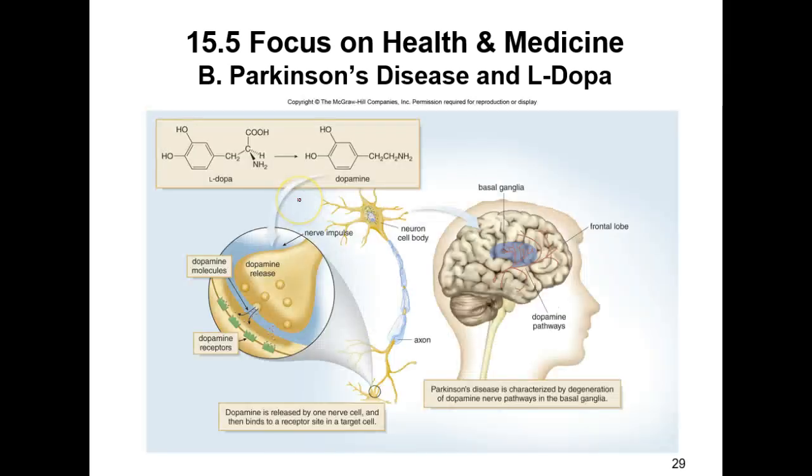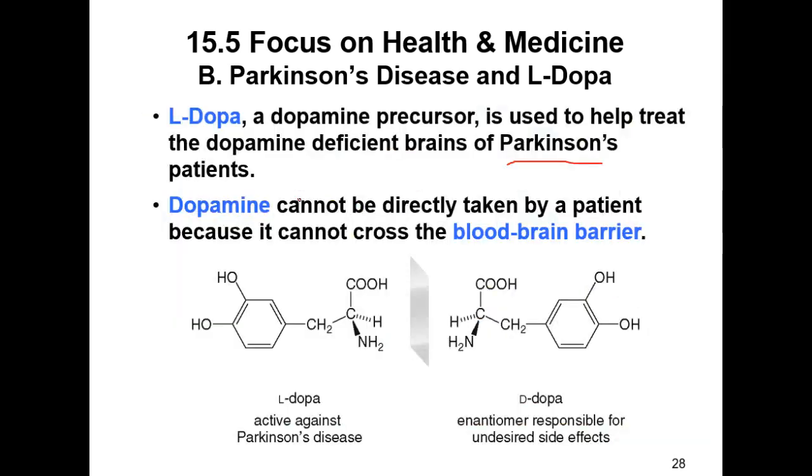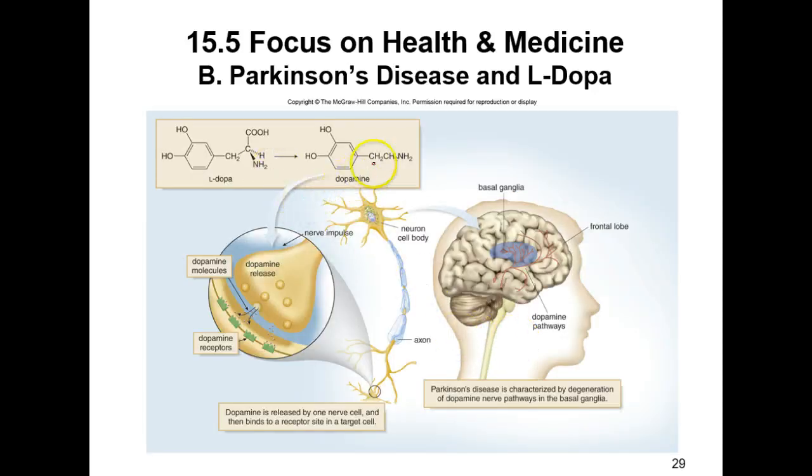So if you notice, it's a very similar structure to dopamine. We'll see the structure of dopamine in here. But dopamine cannot be directly taken by a patient because it does not cross the blood-brain barrier. So here's dopamine. The reason it won't cross is because this is, I think, a little bit more polar. But L-dopa, you can see, just has an extra carboxylic acid group on it. Once it gets into the brain, that carboxylic acid group is knocked off, and then you start producing dopamine.